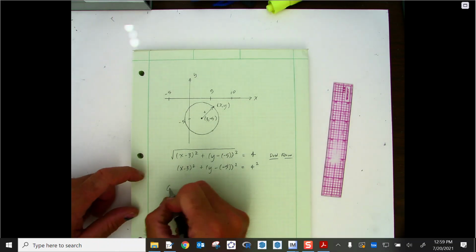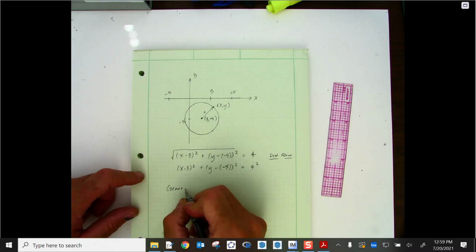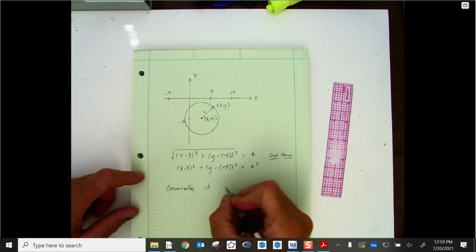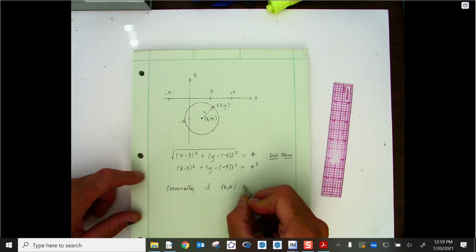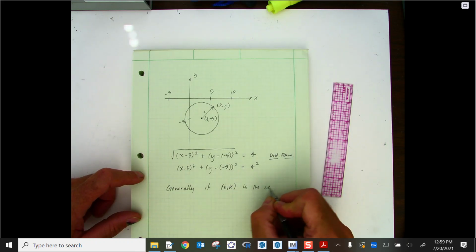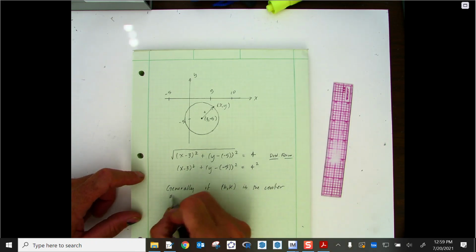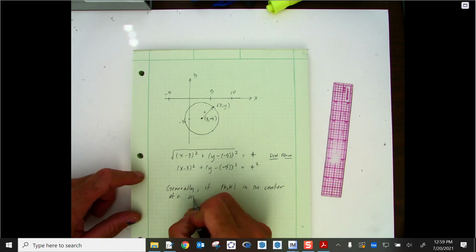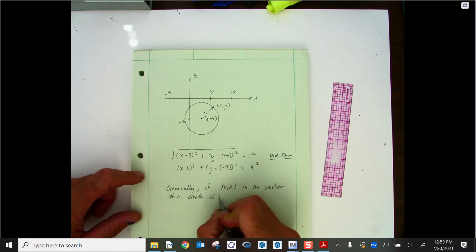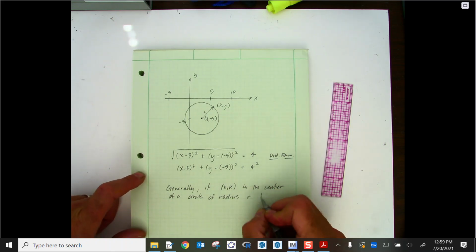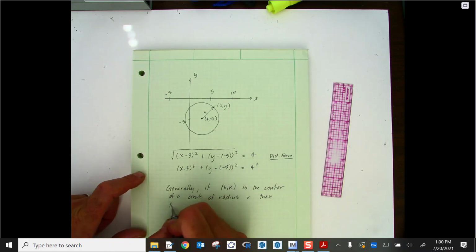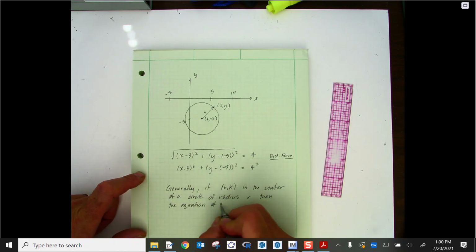So generally, if (h, k), let's call it h comma k, is the center of a circle of radius r, then the equation of the circle is what?